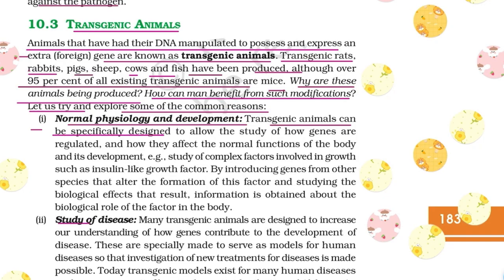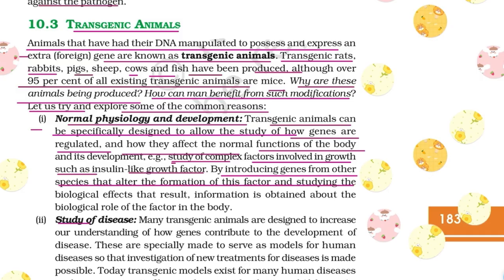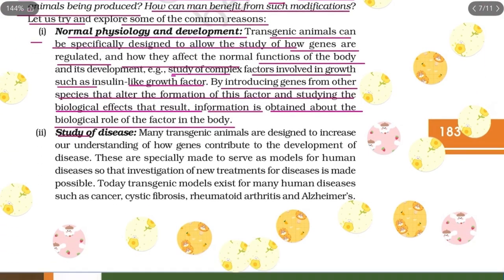Normal physiology and development. Transgenic animals can be specifically designed to allow the study of how genes are regulated and how they affect the normal function of the body and its development. Example: study of complex factors involved in growth, such as insulin like growth factor, by introducing genes from other species that alter the formation of this factor and studying the biological effects that result, information is obtained about the biological role of the factor in the body.